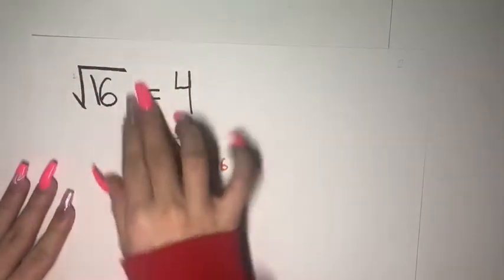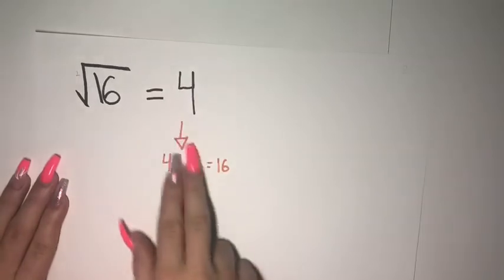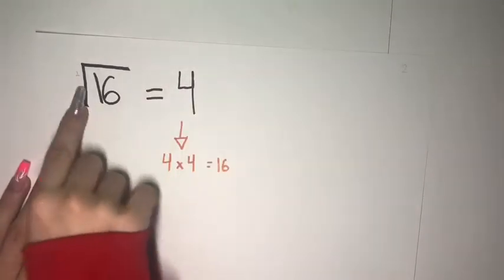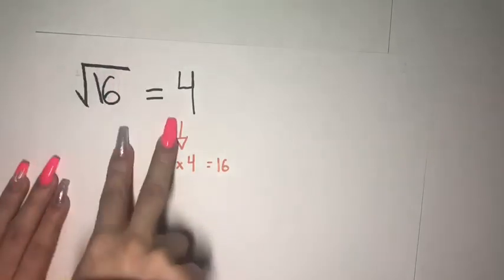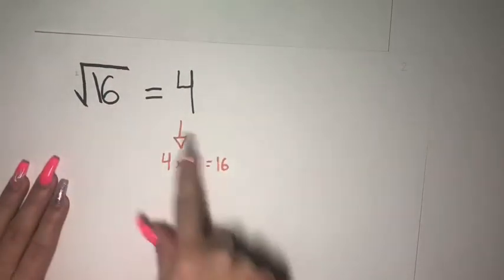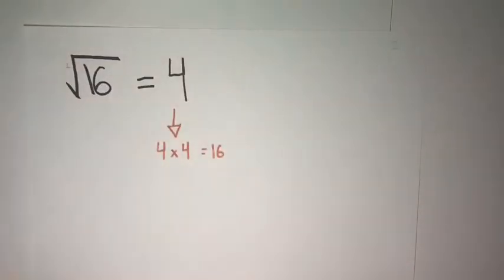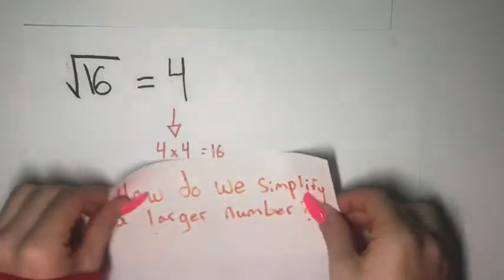Here we have the square root of 16, which is 4, which I hope the majority of us know. And the reason why it's 4 is because there's this little 2 here. And that pretty much means we need to find 2 numbers that multiply to 16. 4 times 4 is 16, so the square root of 16 is 4. But how do we simplify a larger number?